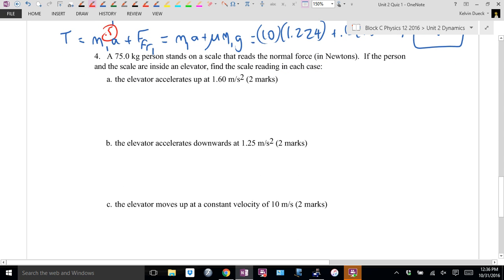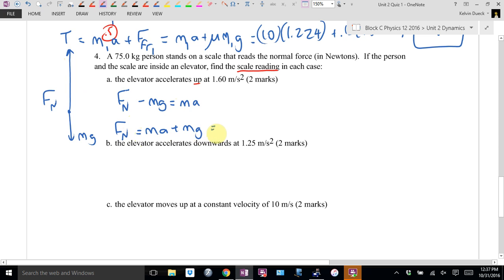Elevator questions. It's asking you to find the scale reading. No, it's not. Yes, it is. No, it's not. What's it really asking you to find? Whenever I talk about a scale, which force am I really talking about? The normal force. I'm going to do a free body diagram. We're accelerating up, so I have gravity down, but since we're accelerating up, normal force must be winning in part A. It's going to be normal force minus mg equals ma. The normal force equals ma plus mg, or mg plus ma. It's going to be 75 times 1.6 plus 75 times 9.8.